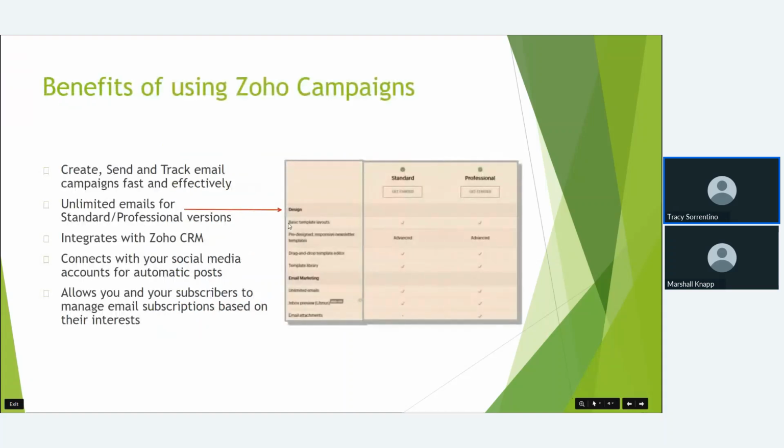Let's talk about some benefits of using Zoho Campaigns. A lot of the same benefits as before. Number one, you can send campaigns quickly and easily, and you can track those campaigns in Zoho Campaigns. Now, there are 4 versions currently of Zoho Campaigns. AspenTech typically recommends either the standard or professional version, and that is specifically because there's unlimited emails in both of those versions.